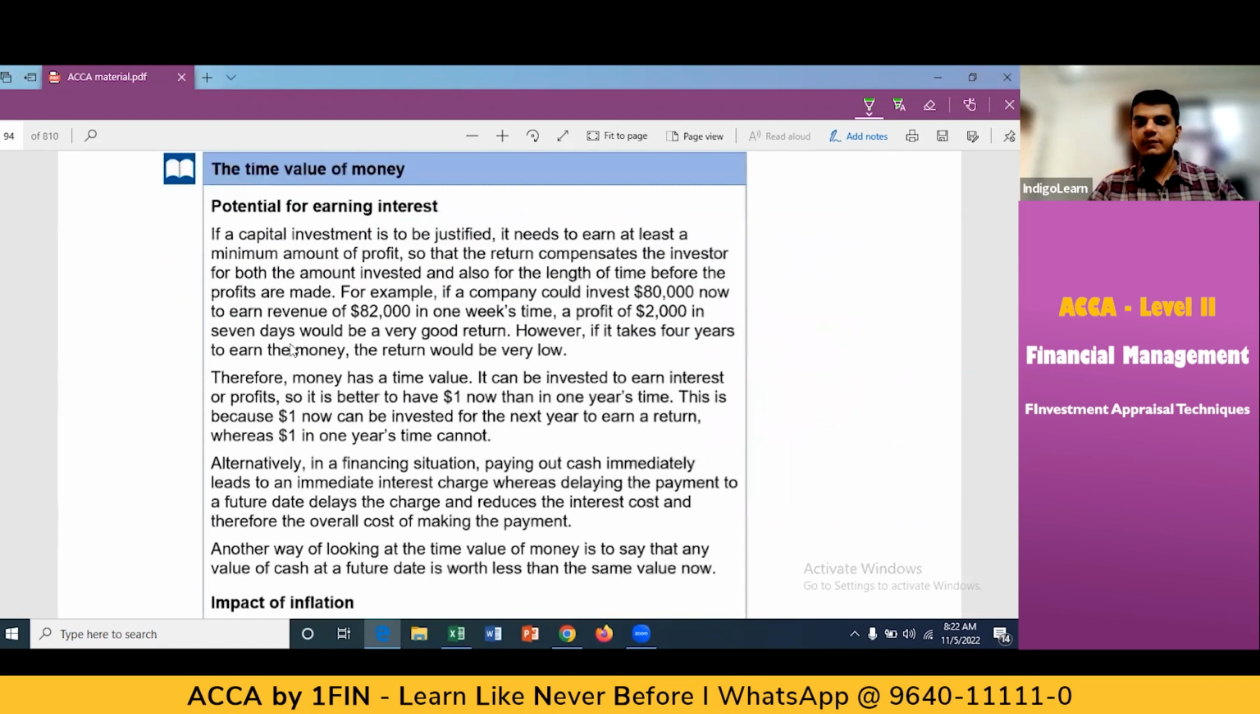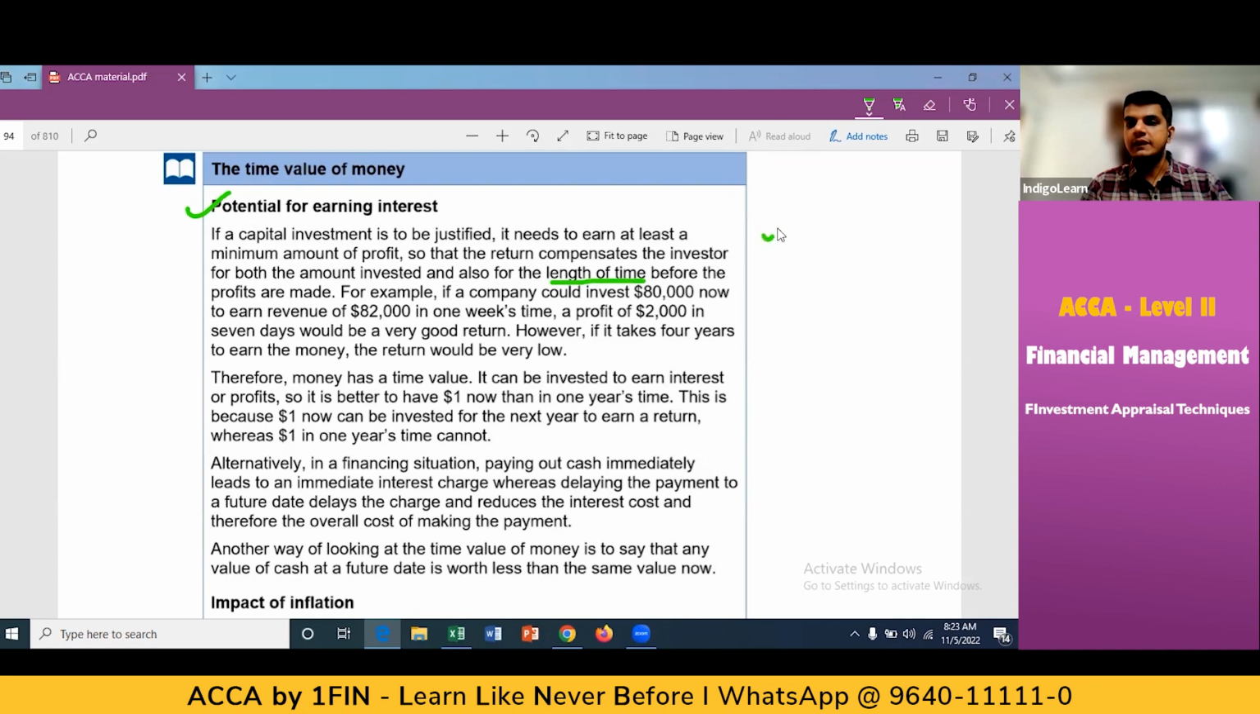So same here. Some other things are discussed in brief. That is, first is potential for earning interest. Why is time value of money being taken? Because there is always a potential for earning interest. If a capital investment is to be justified, it needs to earn at least a minimum amount of profit so that the return compensates the investor for both the amount invested and also for the length of time.